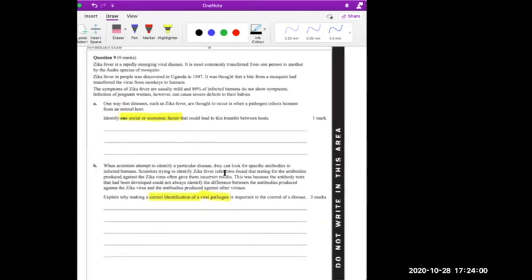So question 9 is about Zika virus. You can read the stem. Part A is about how Zika fever is thought to occur when a pathogen infects humans from an animal host. Identify one social or economic factor that could lead to transfer between hosts. So social, economic, there are a bunch of these ones.